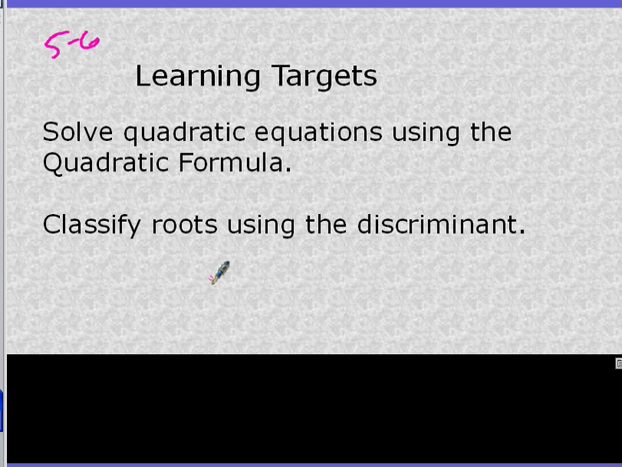Today we're covering 5-6, which is the quadratic formula. So we're going to go over that and we're going to look at the discriminant. I'll define that and see how we can use it to figure out the number and type of roots a quadratic equation has.